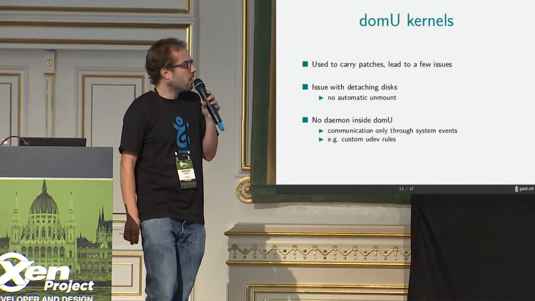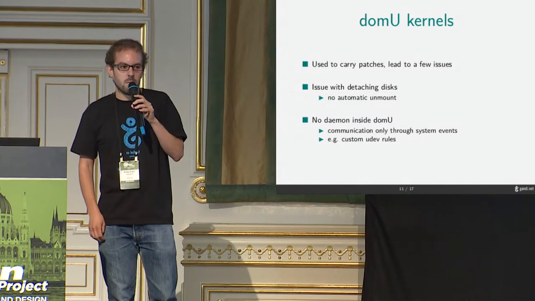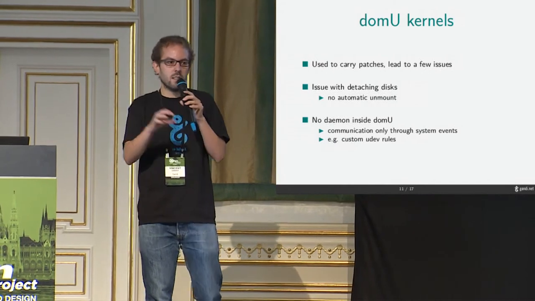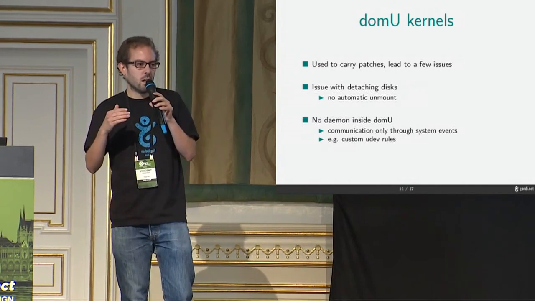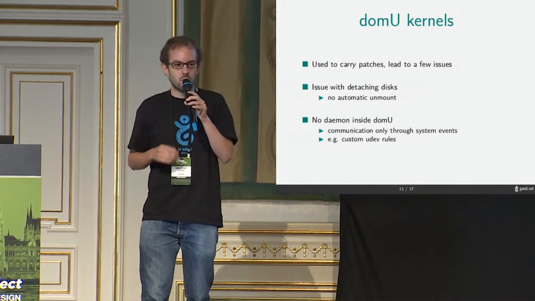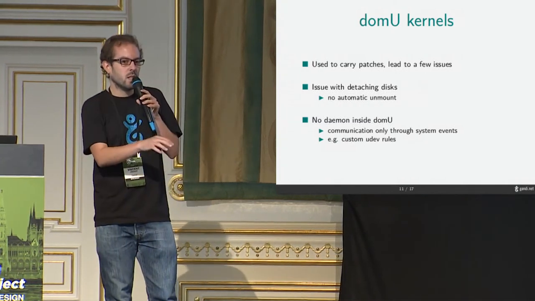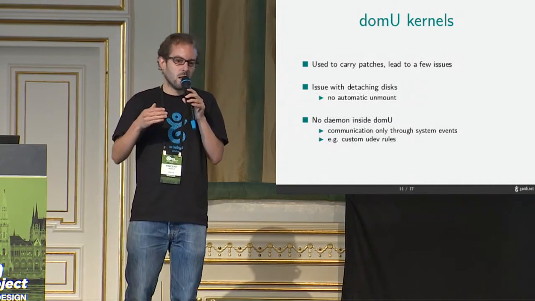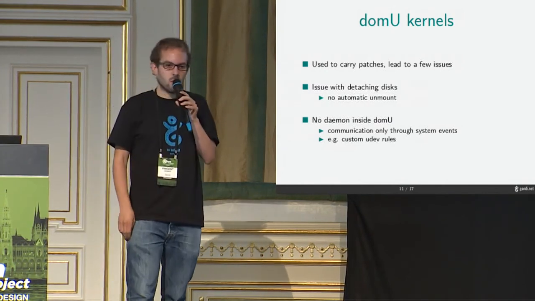We also have a different issue regarding disks, so the block driver. For the VMs, we want to be able to attach a disk and then detach it later. So when we do the xl block-attach, then the disk is automatically mounted inside the VM with custom udev rules. And we had a patch so that if you do the xl block-detach and the disk is still mounted inside the VM, then it's going to be unmounted automatically inside the VM. And it's not the case with the upstream kernel.